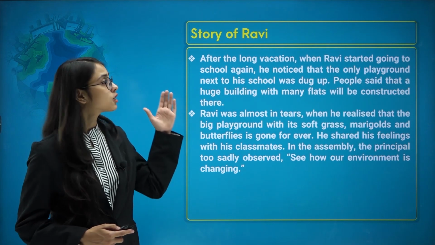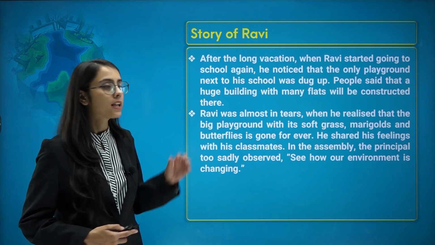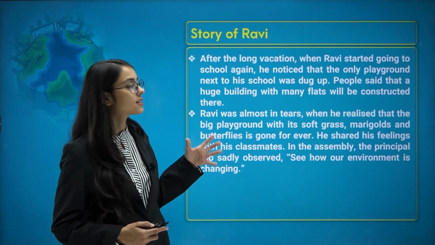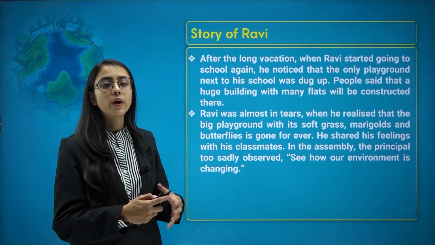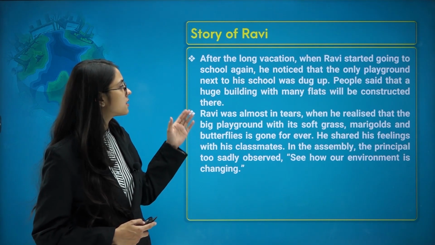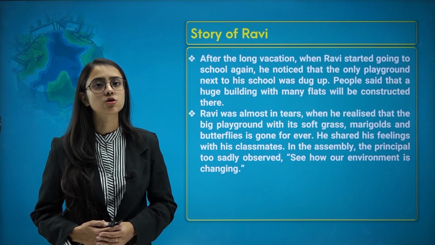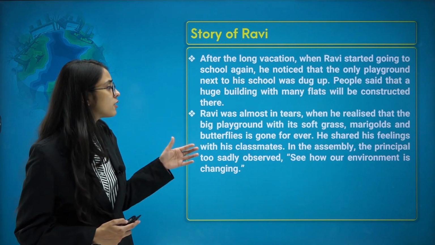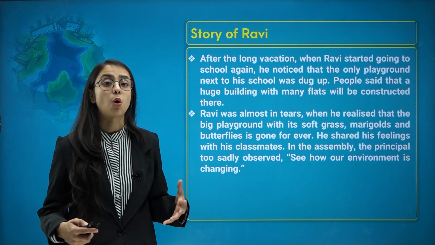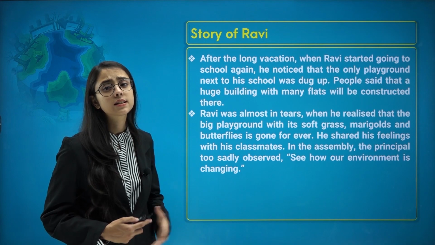After a long vacation, when Ravi started going to school again, he noticed something. He noticed that next to his school, a very big hole was dug up. People said that a huge building with many flats and apartments is going to be constructed over there. Ravi was almost in tears. Now, why was he in tears? Let's see. The question is, why was he in tears?